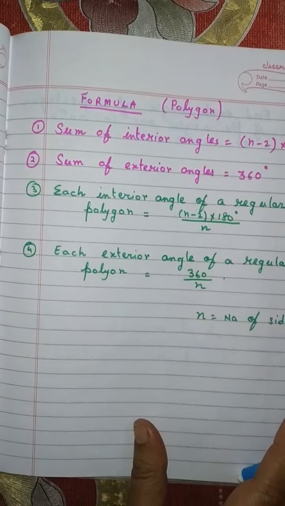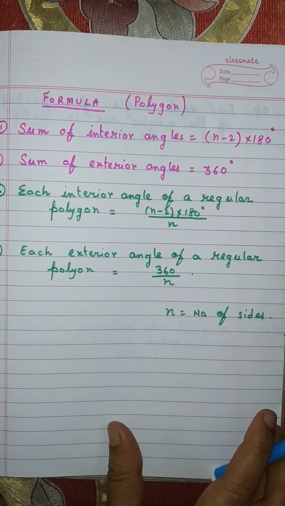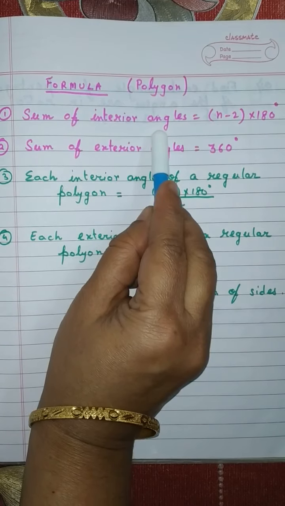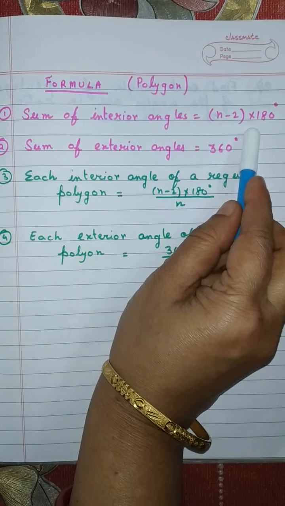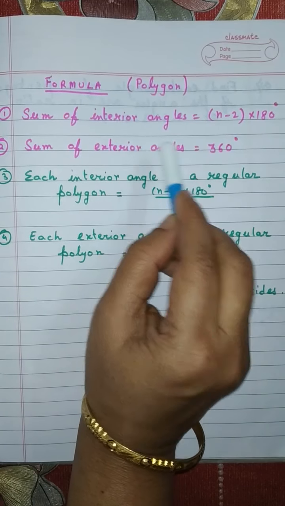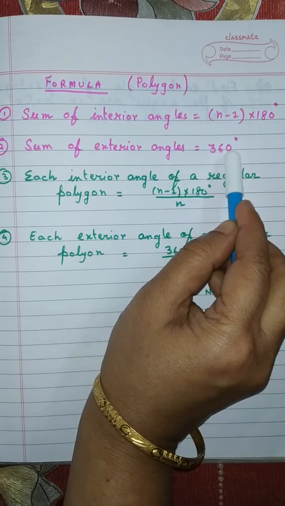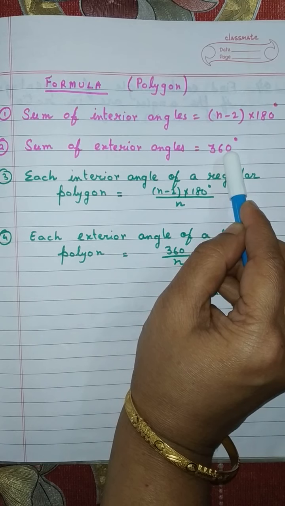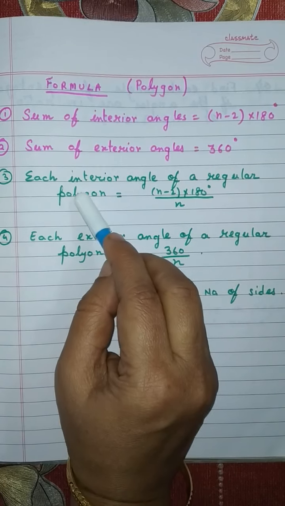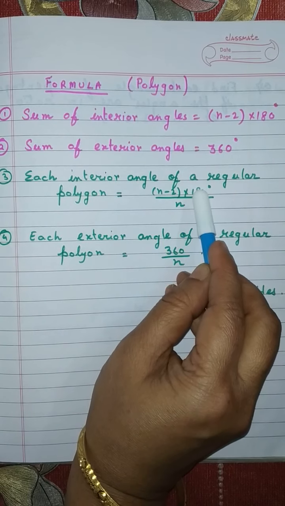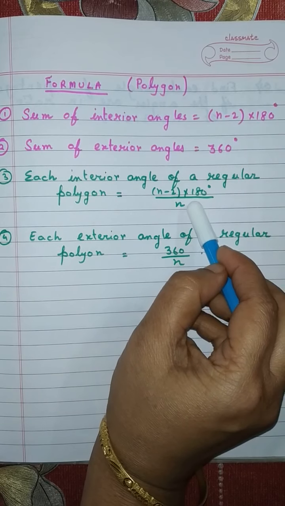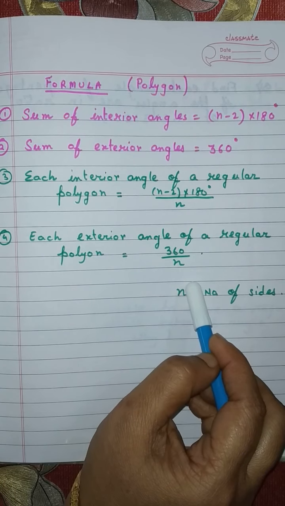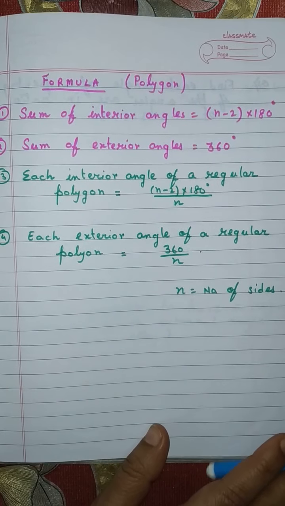First, we have to learn some formulas. First formula, sum of interior angles is equal to (n-2) into 180 degrees. Sum of exterior angles is 360 degrees. Sum of exterior angles does not depend upon the shape. कोई भी shape हो, sum of exterior angles is always 360 degrees. Each interior angle is (n-2) into 180 upon n. Similarly, each exterior angle is equal to 360 upon n, where n is the number of sides. तो ये चार फॉर्मूला के हेल्प से हम कुछ क्वेश्चन सॉल्व करने की कोशिश करते हैं.